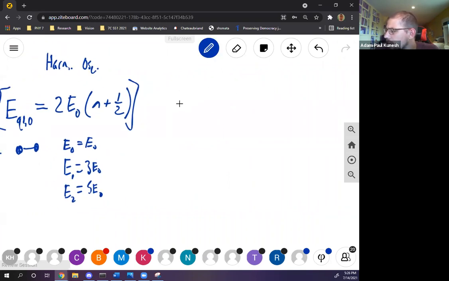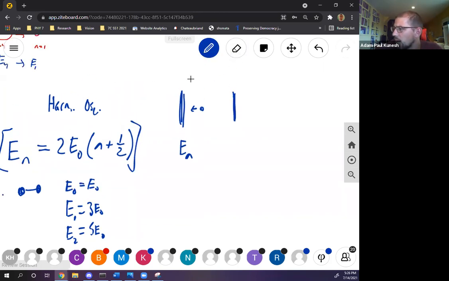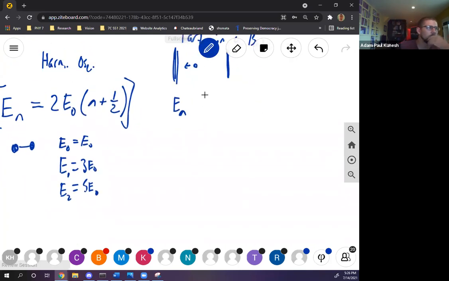Now let's do particle in the box. The idea here is just that it's a particle that's confined to move back and forth between 2 walls forever. So it's a particle in a box. Its energy levels, I'm going to relabel these just as En so that it's clear, are given by n squared h squared over 8mL squared.